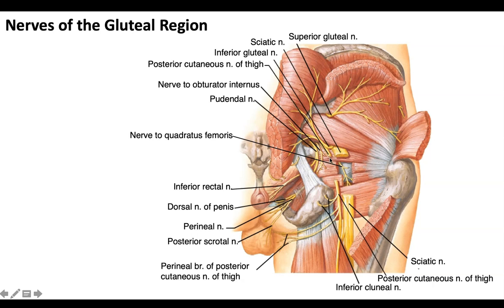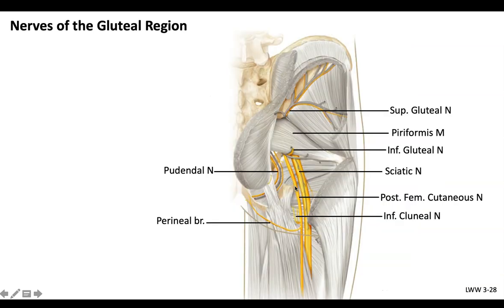Parallel to the sciatic nerve is the posterior cutaneous nerve of the thigh, which is one of the longest cutaneous nerves. Unlike other cutaneous nerves, in its proximal part it lies deep to the deep fascia. But its terminal branches pierce the deep fascia and supply the skin of the posterior thigh and the skin of the popliteal fossa.